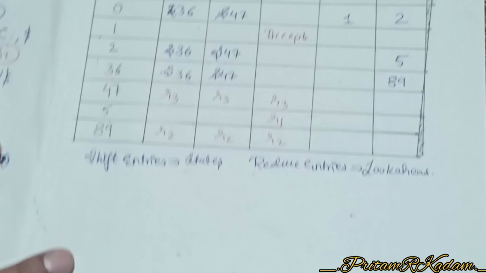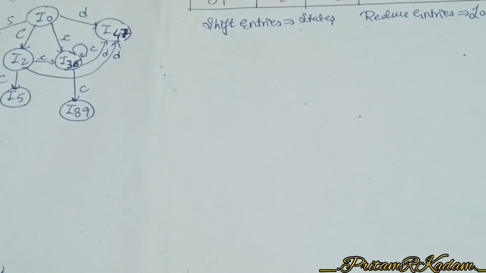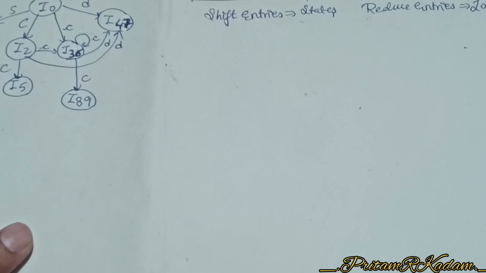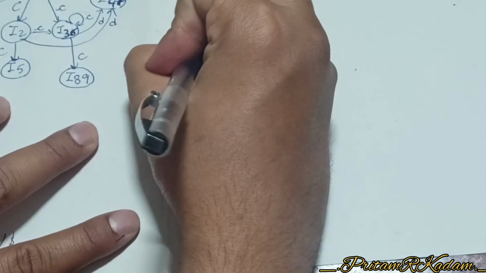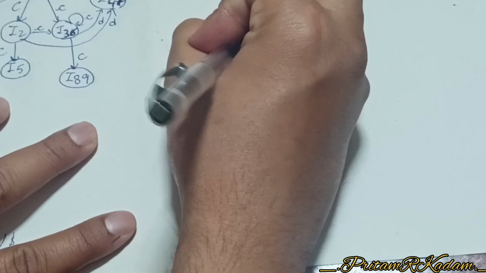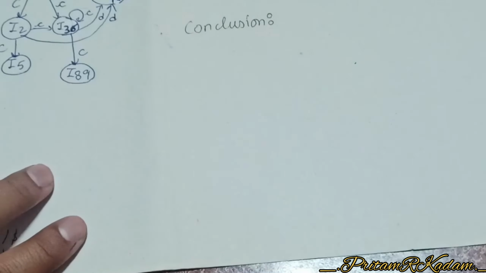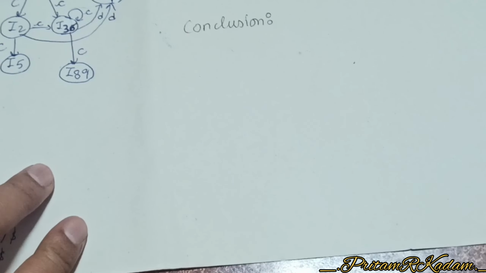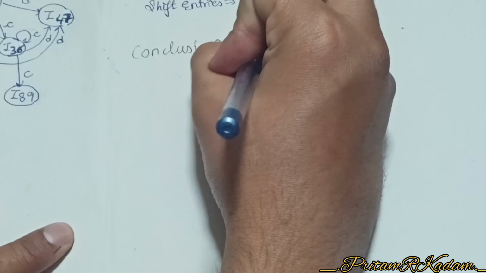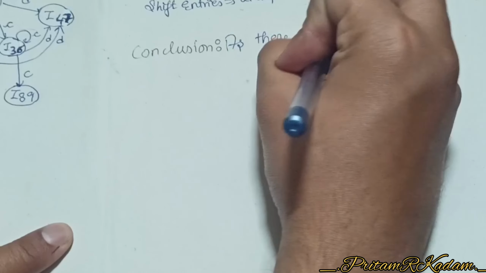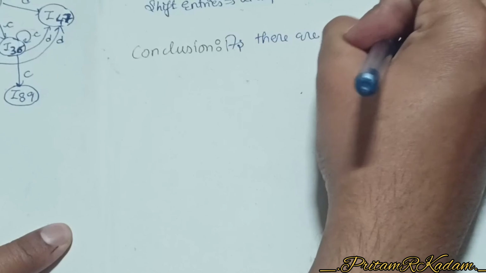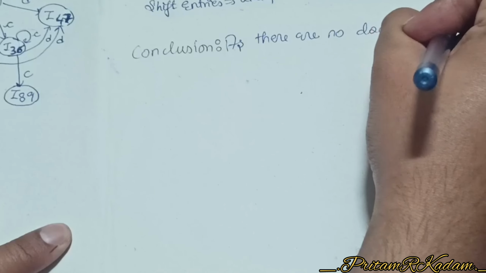Now we have completed the shift entries and reduce entries, but we have not got a double entry in a cell, so this is a LALR grammar. So we will just write the conclusion now, and this would be the end of the solution. Conclusion: as there are no double entries in the LALR parsing table, the given grammar is a LALR grammar.